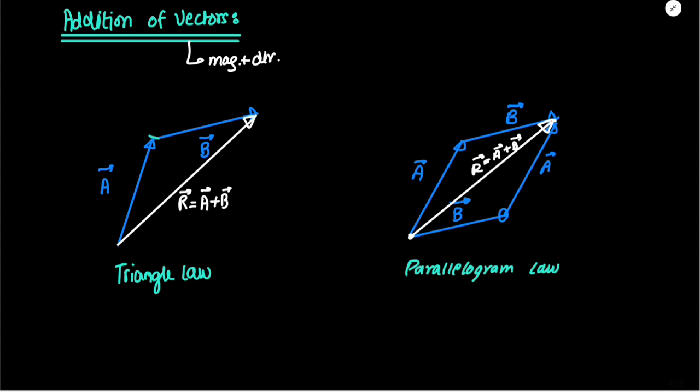I have not yet justified how this relates, why the resultant is actually drawn like this, and why it is actually equal to a plus b. And same for this case, I have not yet justified this, but once I justify the triangle law, you will automatically be able to find the reason for the parallelogram law. Okay, so don't worry about that.